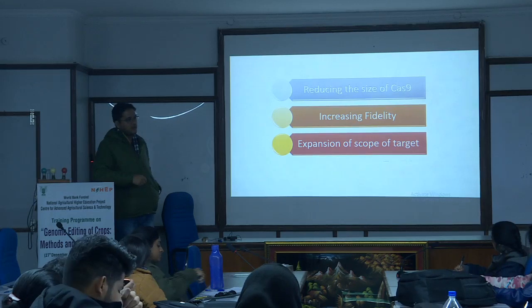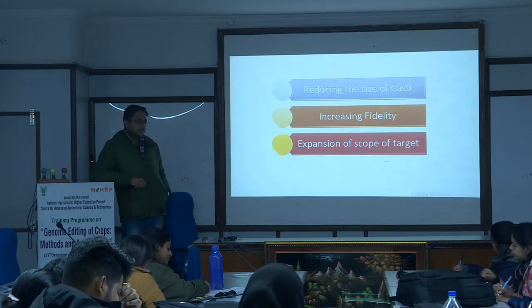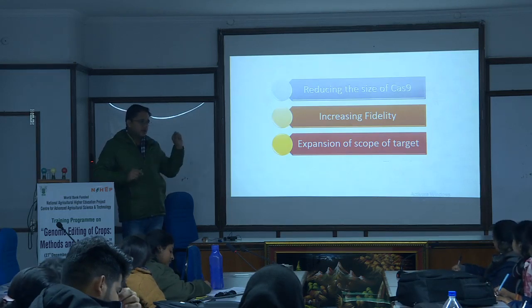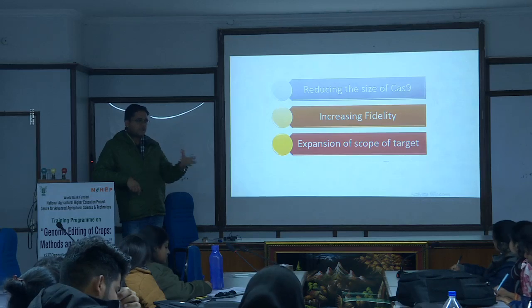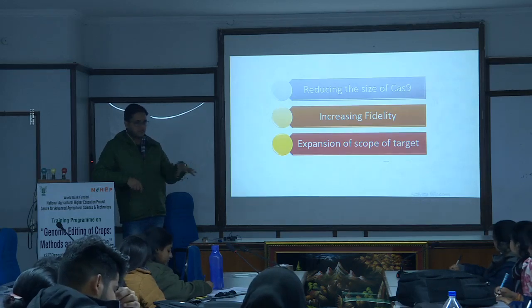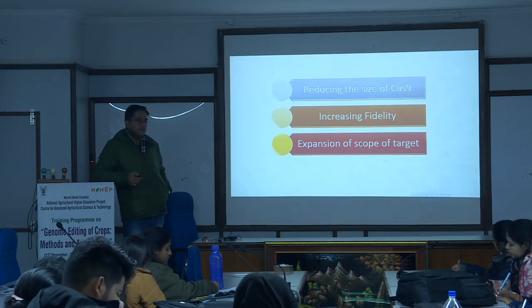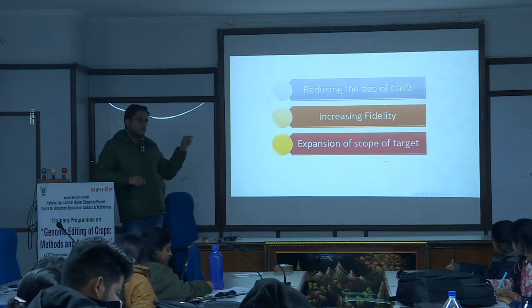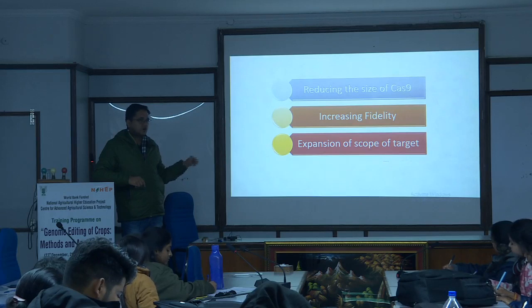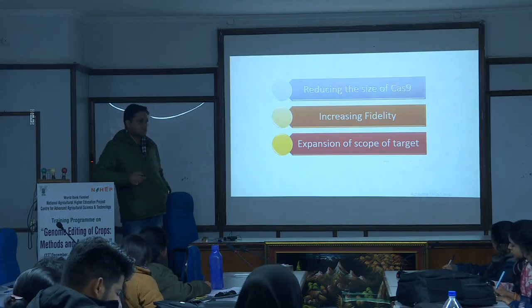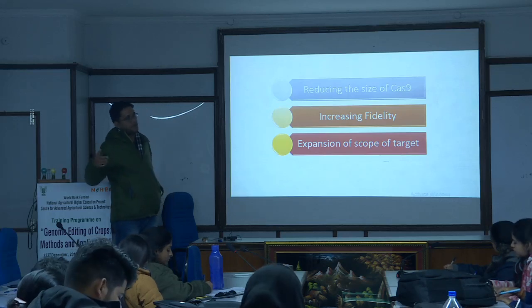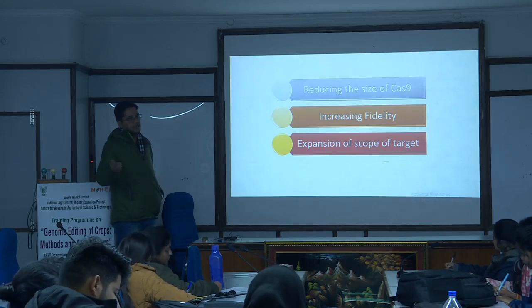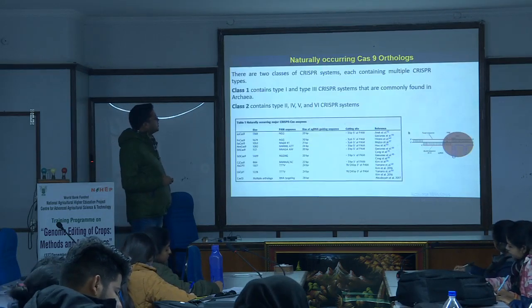So the first is that you can reduce the size of Cas9, so that it can be easily inserted into your cell. Sometimes you directly insert your Cas9 rather than making a stable insertion. Then increase the fidelity, meaning you have to reduce the off target. For this, there are now some variants by which you can reduce off targets. Finally, expansion of the scope of the target: if you expand the PAM requirements, the targets can be expanded. You can theoretically target any gene in your system.